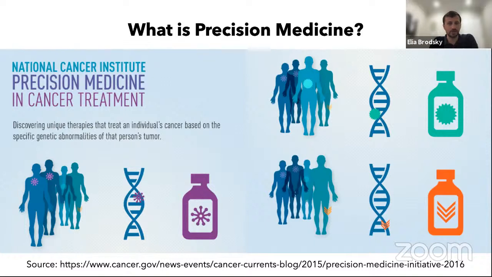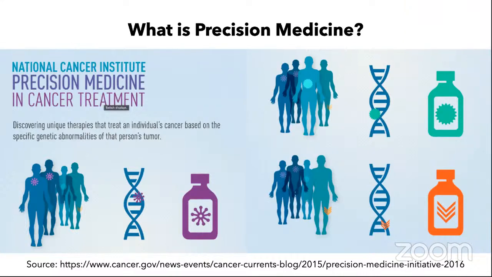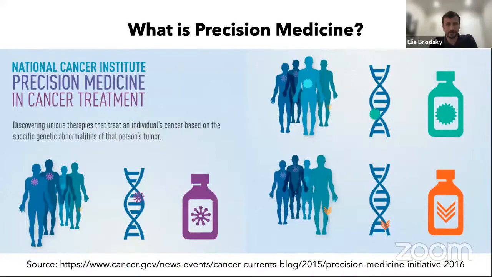So precision medicine is an emerging approach for disease treatment and prevention that takes into account individual variability of genes, environment, and lifestyle for each person. This approach will allow doctors and researchers to predict more accurately which treatment and prevention strategies for a particular disease will work in which groups of people.